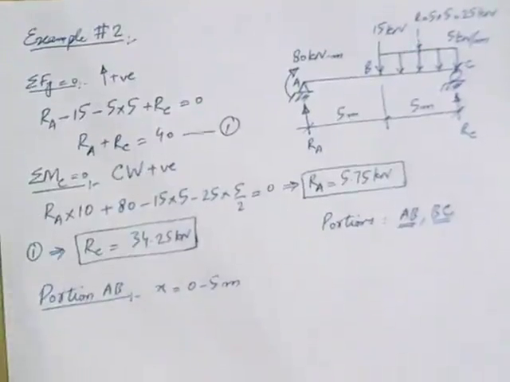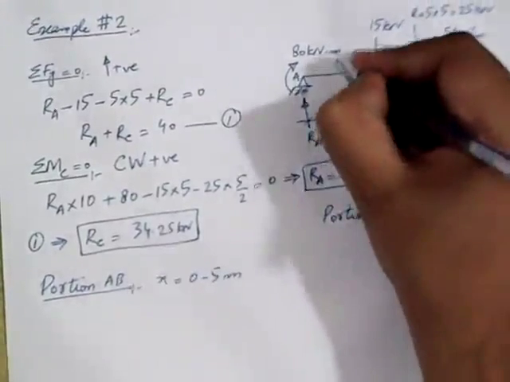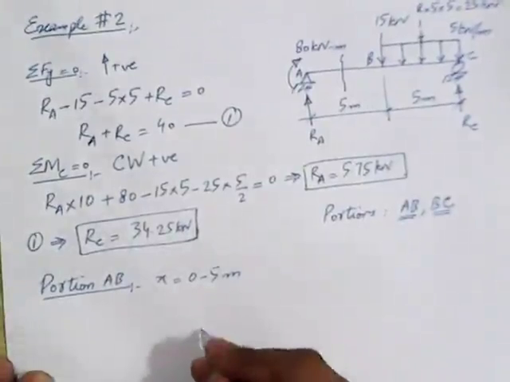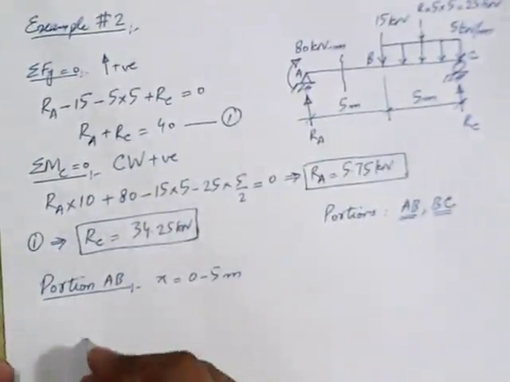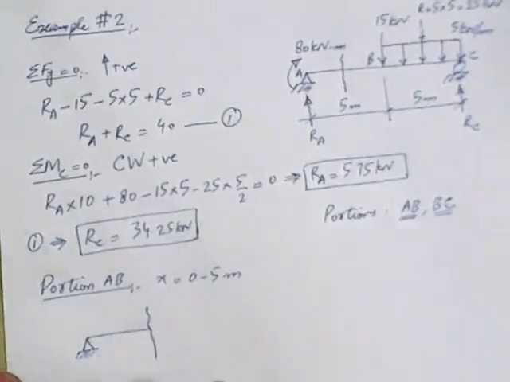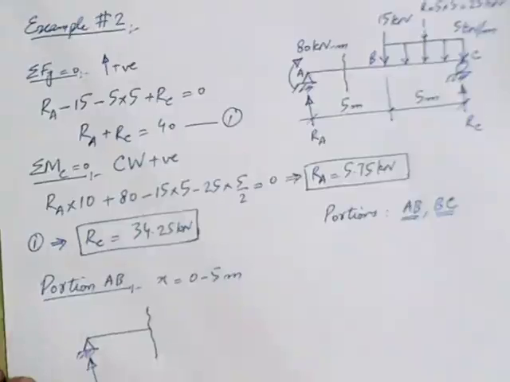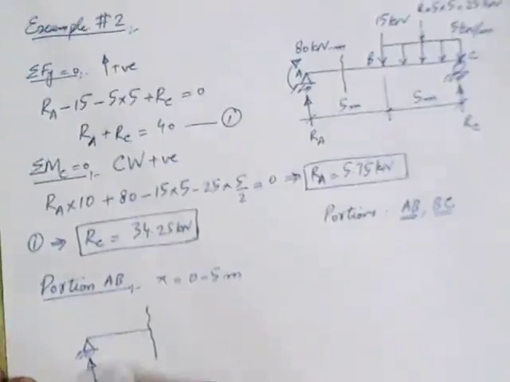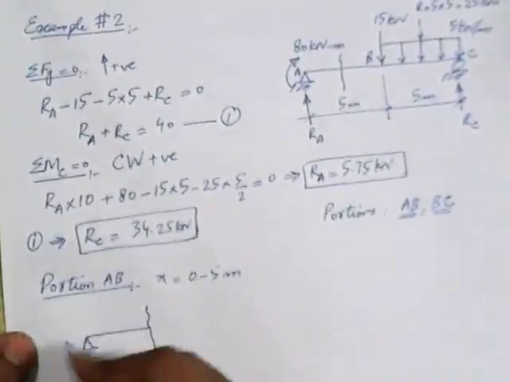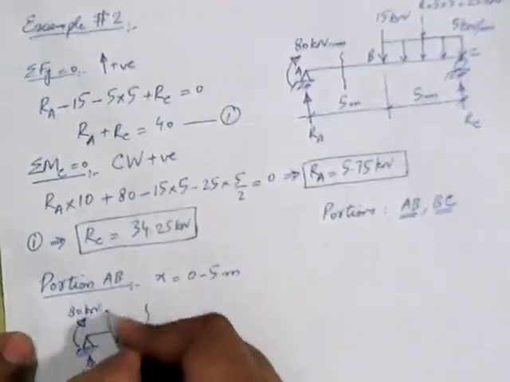Our first step is to draw a free body diagram for portion AB. For portion AB, we will consider a section somewhere over here. So let's draw the free body diagram for portion AB. We have a hinge support here. This is the location of the section. We have a reaction here, whose magnitude is known, and it is 5.75 kilonewton. This distance is x, and we have a point moment here whose magnitude is 80 kilonewton meter.